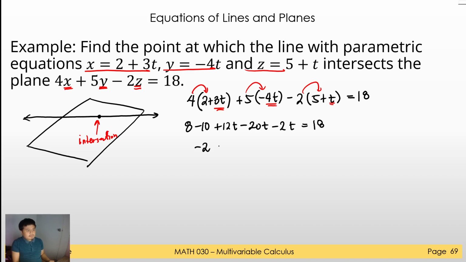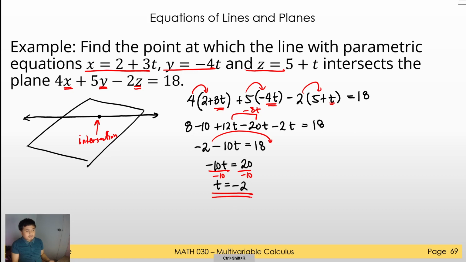So this will be negative 8t, and then minus 2t, so negative 10t is equal to 18. Therefore, moving this to the other side, negative 10t is equal to 18 plus 2, so 20. So t is equal to, dividing by negative 10, negative 2.